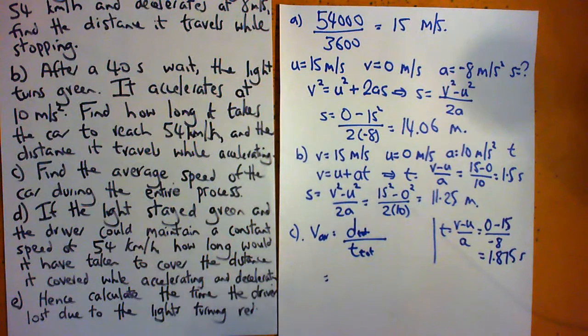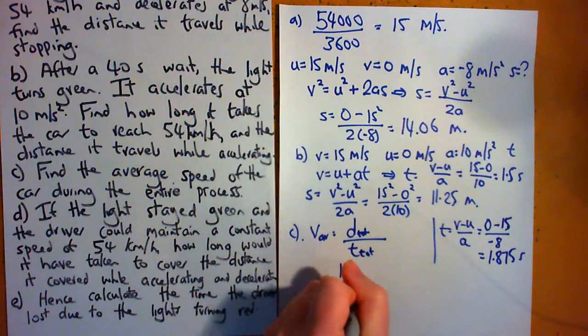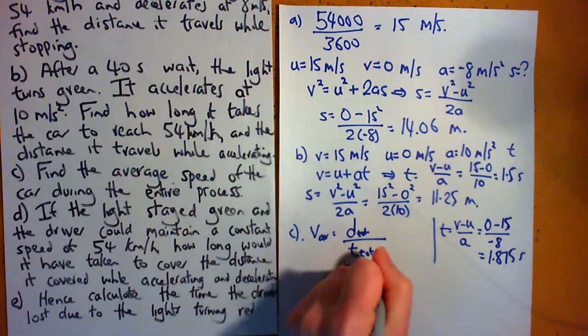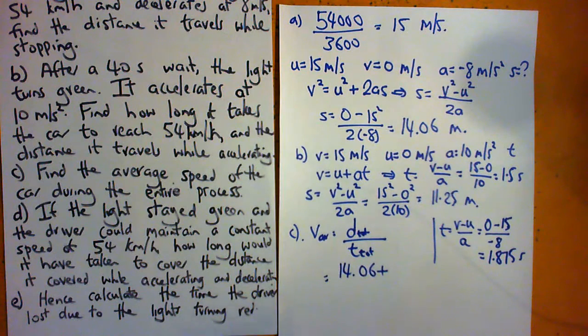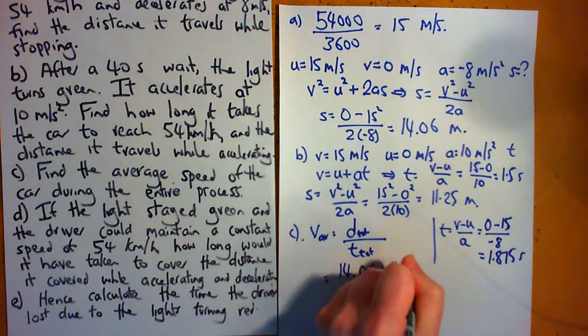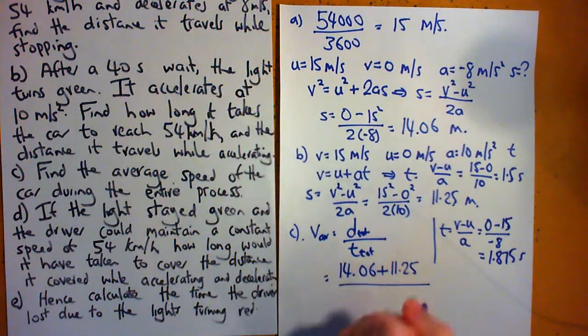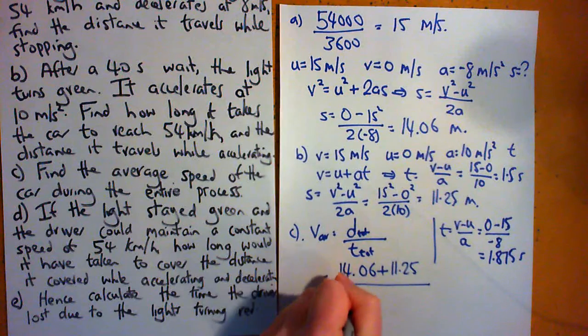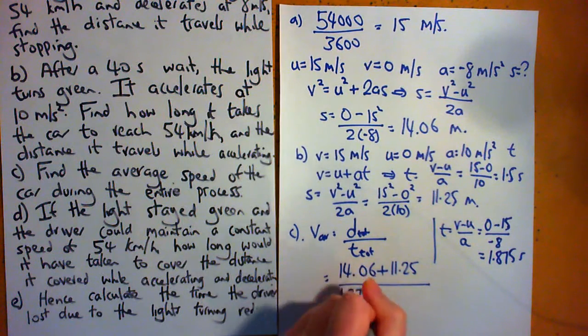So the total distance will be the distance covered while decelerating, while slowing down after the light turned red, which is 15.06 metres, plus the distance covered while accelerating back up to 54 kilometers per hour once it turned green, which is 11.25 metres. That's the total distance, and we need to divide that by the total time, which is the time it took to decelerate, 1.875 seconds.